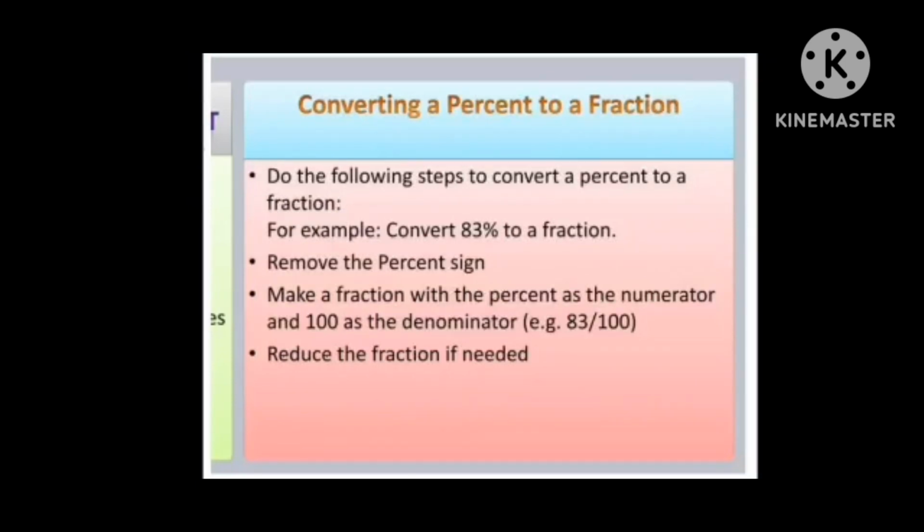The last is converting a percent to a fraction. Do the following steps to convert a percent to a fraction. For example, convert 83% to a fraction. Remove the percent sign, and make a fraction with the percent as the numerator and 100 as the denominator. So 83 over 100. Reduce the fraction if needed.